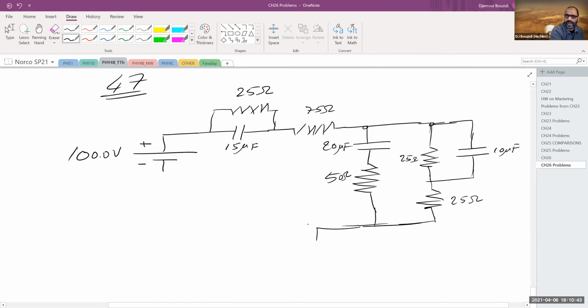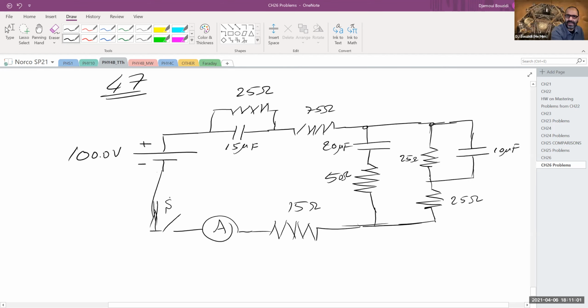And to close this whole thing, I have another 15 ohm resistor. But before that, I have an ammeter to register current. And we have a switch, which we're going to put in here. So this is the switch S. Obviously, if the switch is open, there is no current flowing because it's coming from the battery, and the battery is disconnected at this point. So there is nothing flowing through the whole circuit. Okay. Did I miss any of the labels?